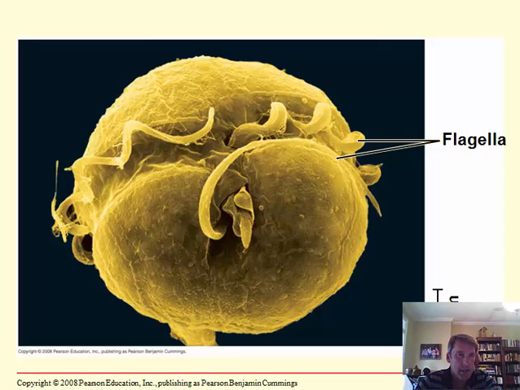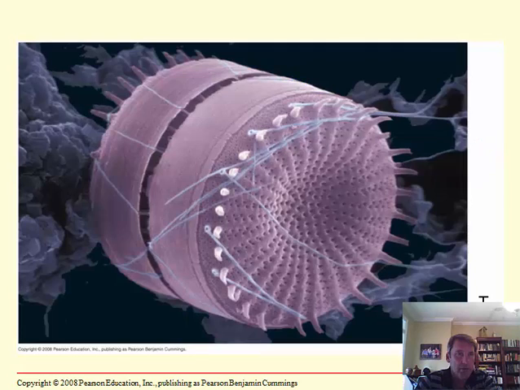Diatoms, there's an example of a diatom. They have very symmetrical shapes of their cells because in their cell wall they have silica, which is a glass-like substance. That's a key characteristic of these, and they're very numerous in the ocean. They're a very important base of the food chain in the ocean. And so those are called diatoms.